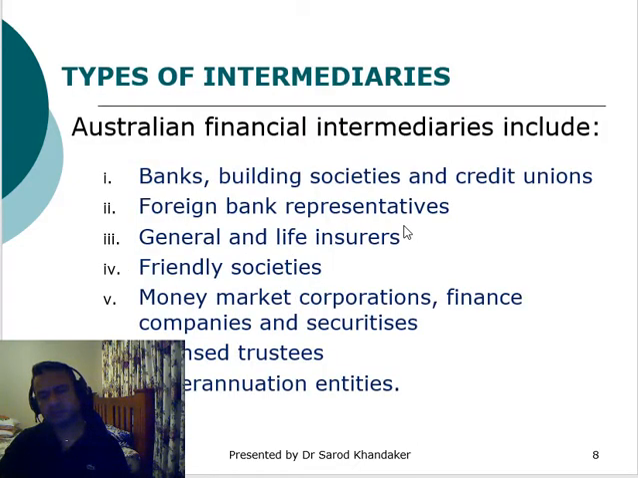In the market, we can see there are different types of financial intermediaries. In Australia, the financial intermediaries include: number 1, banks, building societies, and credit unions. Number 2, foreign bank representatives. Number 3, general and life insurance. Number 4, friendly societies. Number 5, money market corporations, finance companies, and securities. Number 6, licensed trustees. And number 7 is superannuation entities.